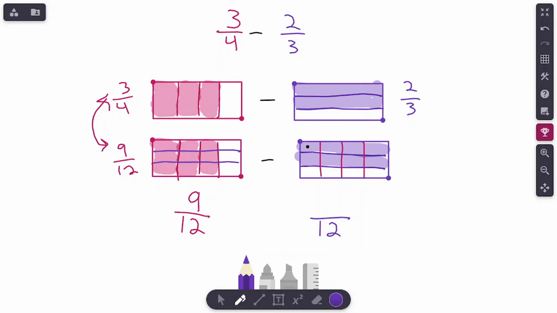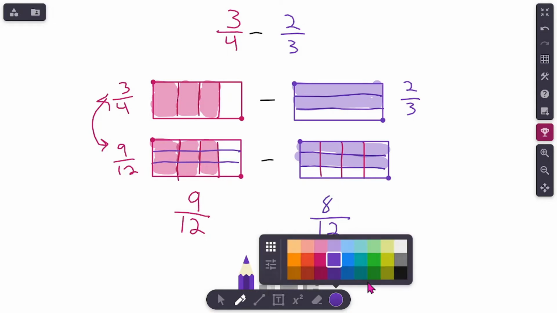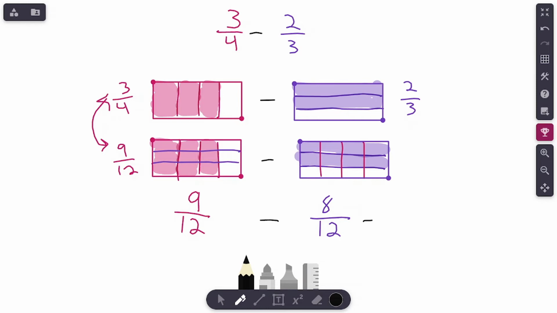How many are shaded in? 1/12, 2/12, 3/12, 4/12, 5/12, 6/12, 7/12, 8/12. Again, we created equivalent fractions. 2/3 is going to be equal to 8/12.